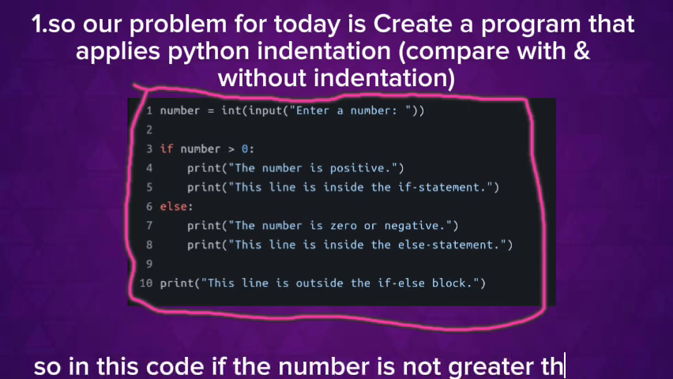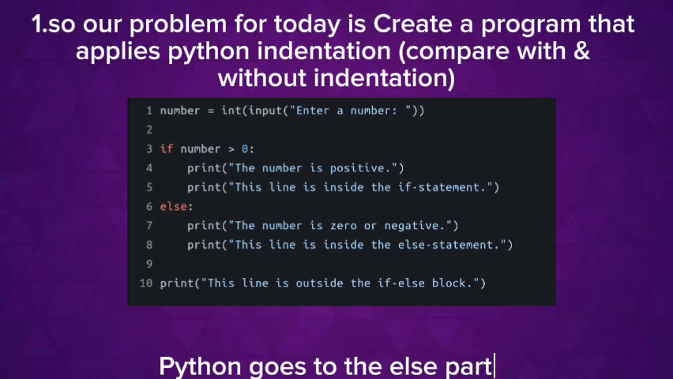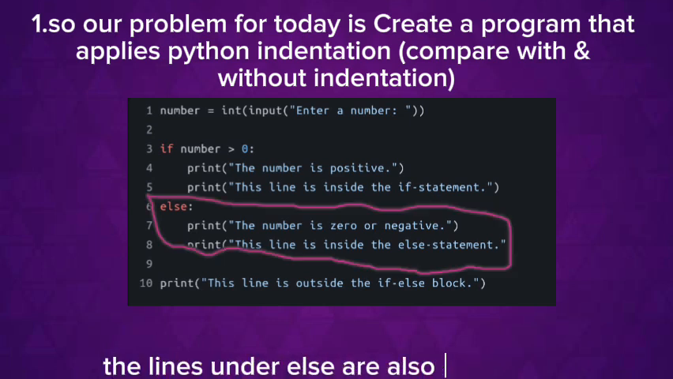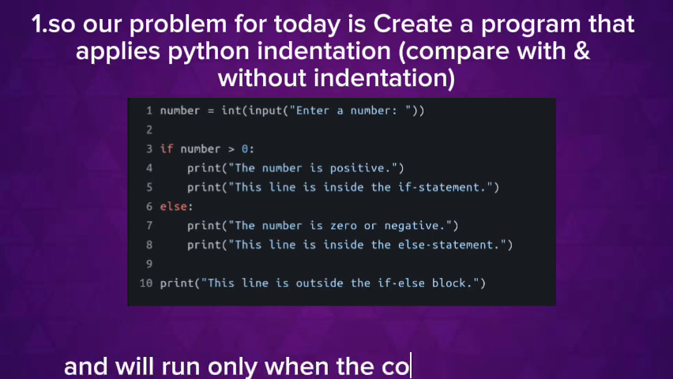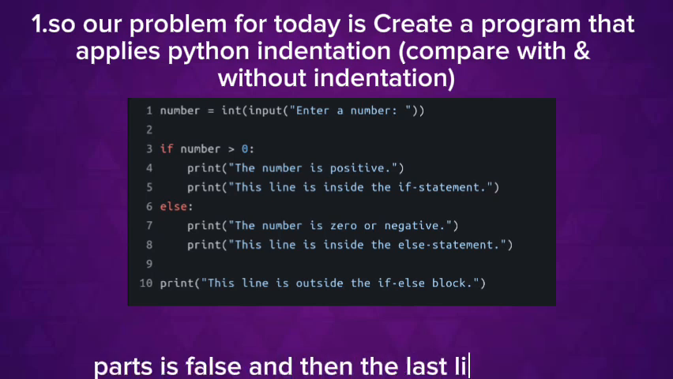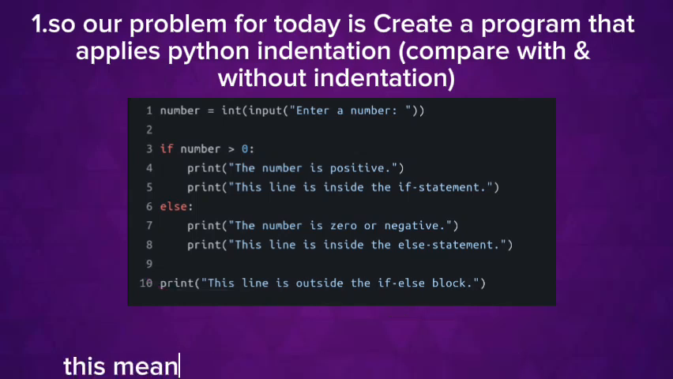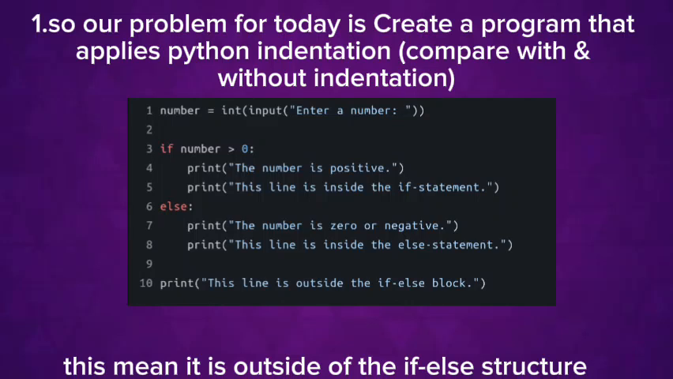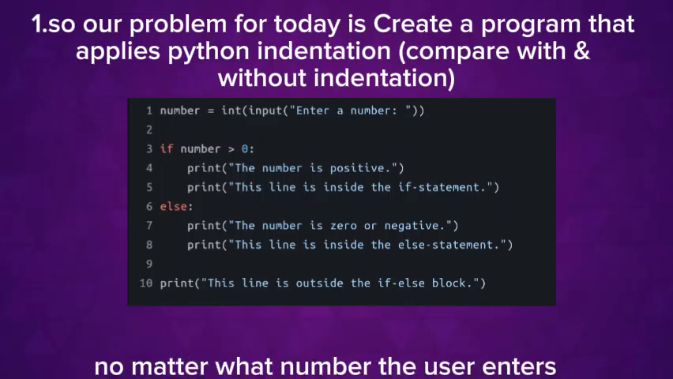So, in this code, if the number is not greater than 0, Python goes to the else part. The lines under else are also indented. This shows that they belong to the else block and will run only when the condition in the if part is false. And then the last line here, the print, is not indented. This means it is outside of the if-else structure. It will always run no matter what number the user enters.